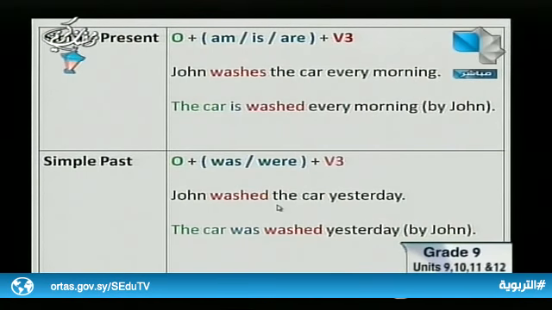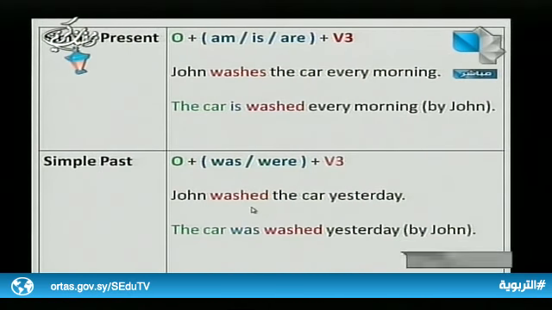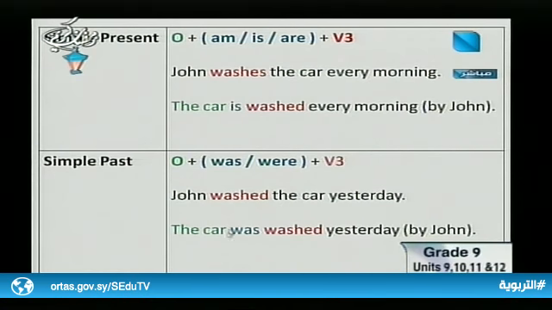Here we will later talk about by John. Here we use the same verb to be as in the active: is, are. Now we move to simple past. The form is object, verb to be in the past, which is was and were, and verb 3 or past participle. For example, the same sentence, but in the past. John washed the car yesterday. The car was washed yesterday by John.